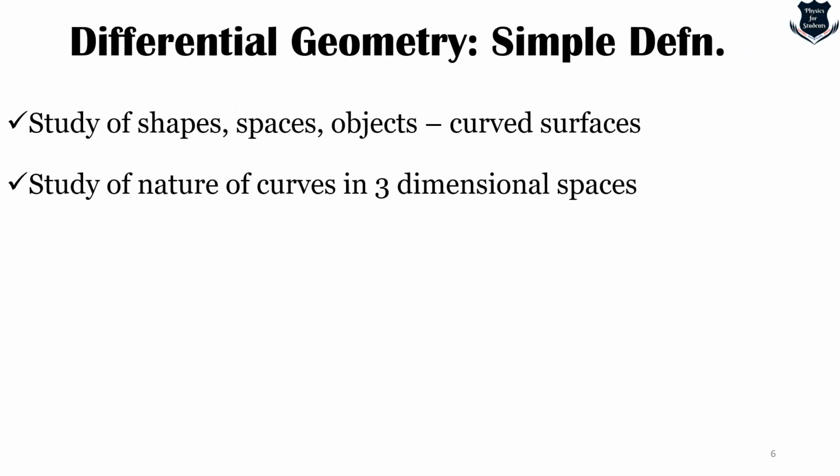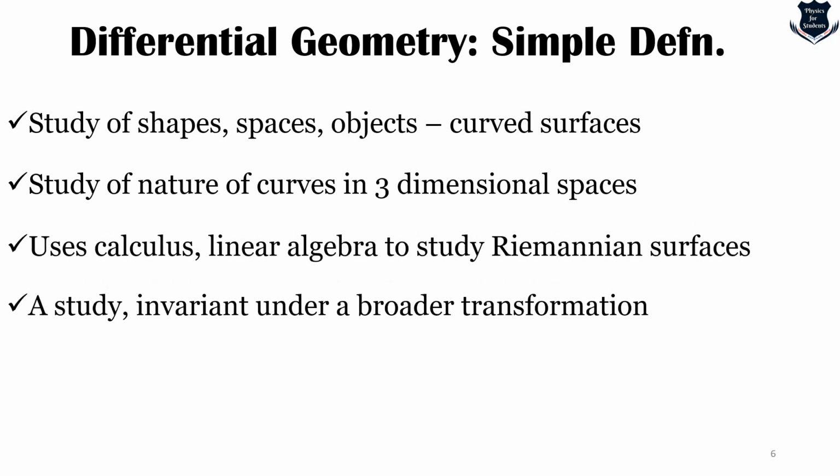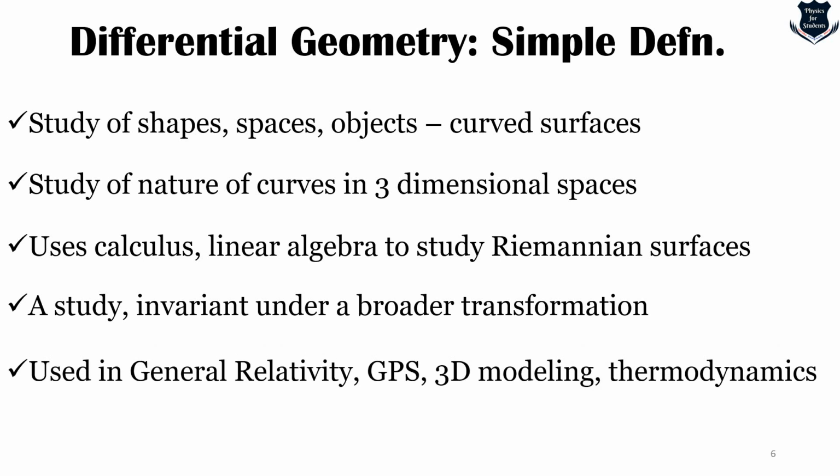So when we talk of differential geometry, we are talking about studying of shapes, curves, objects in three-dimensional space. Also, we are using techniques such as calculus and linear algebra to study something which is called Riemann surface, and the study is invariant under a broad transformation, and it is used in general relativity, global positioning satellite, 3D modeling, and thermodynamics. So this is all in all what we can call an overall idea about differential geometry.